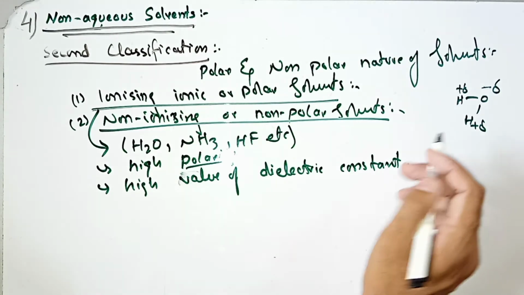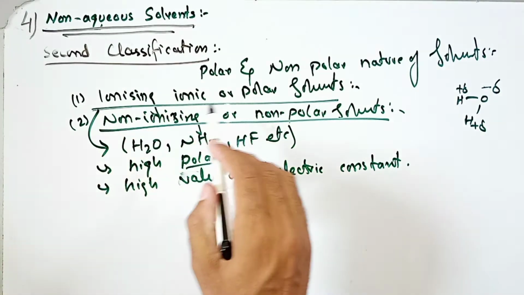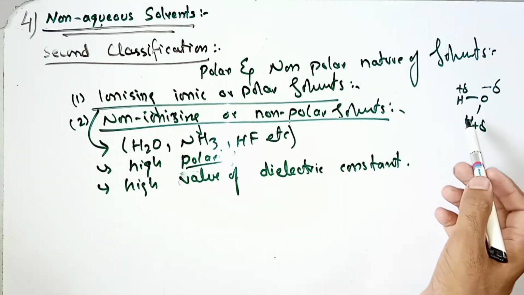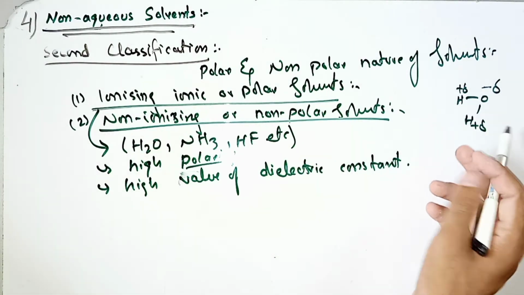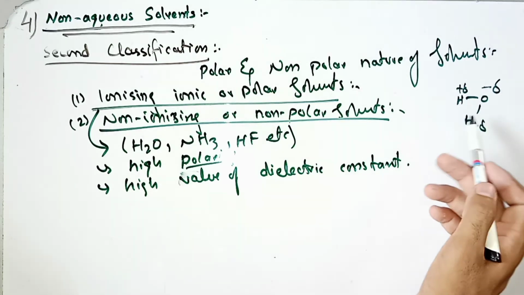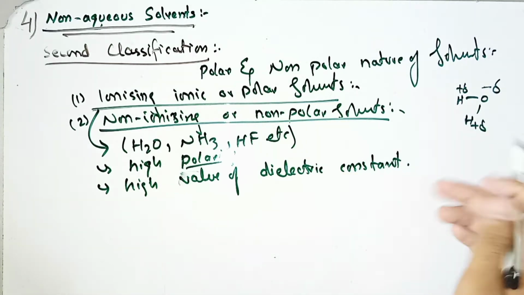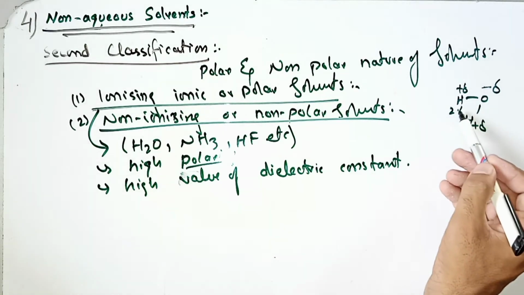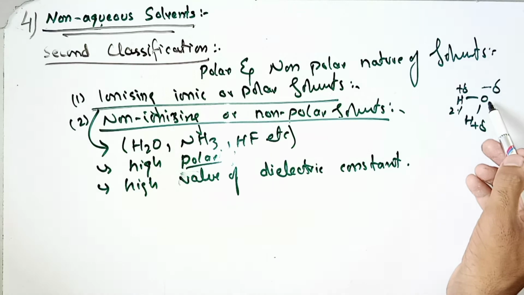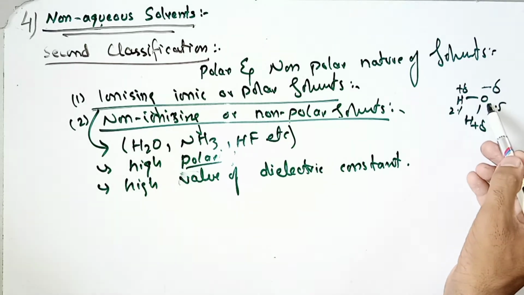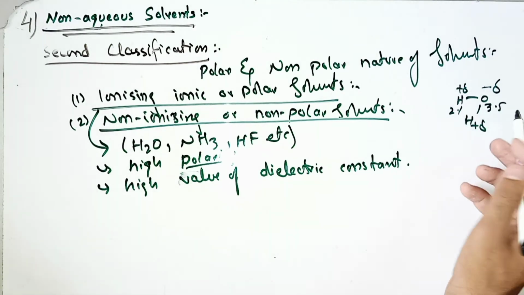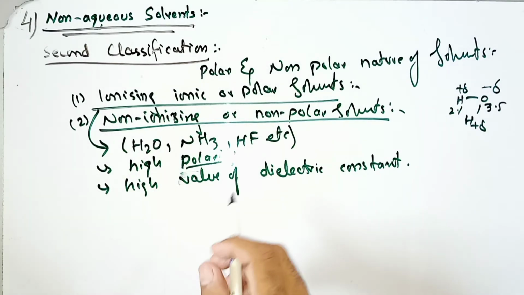So the ionizing, ionic or polar solvent has the capacity for high polarity. High polarity means the electronegativity difference between the atoms of the solvent is very high. Hydrogen is almost 2.1 or 2.0, while the electronegativity of oxygen is about 3.5. So they have a very high electronegativity difference, and that is why they have high polarity.